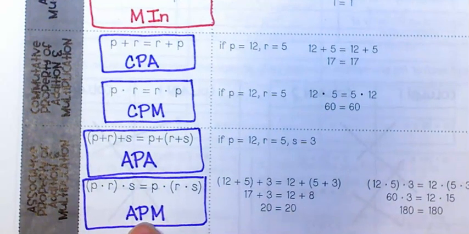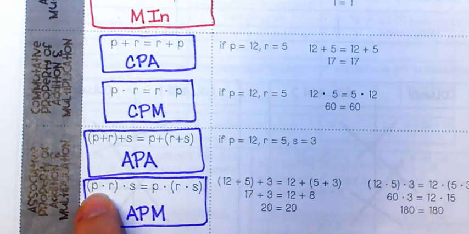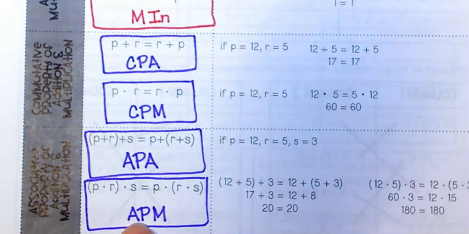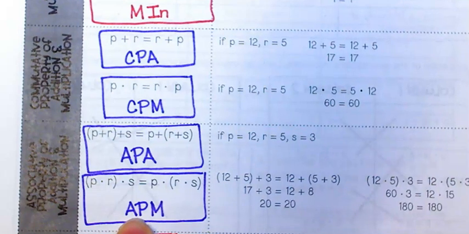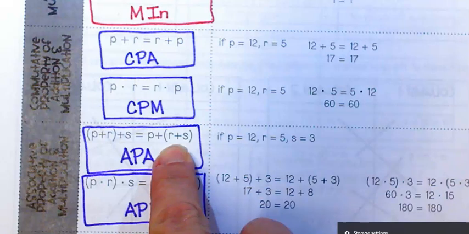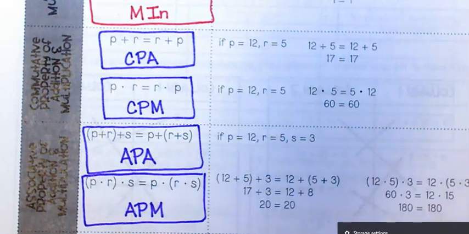Down here, it's showing you something similar, like I can group these two guys and then multiply it by S, or I can multiply these two guys in parentheses and then multiply it by P. That's the associative property of multiplication, okay? So, ding, ding, ding, I think we have hit the one that we need. It is the associative property of addition.